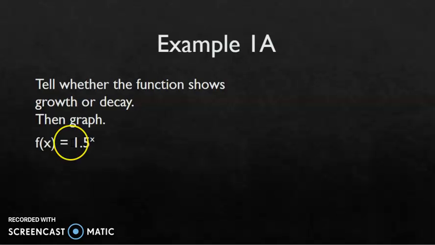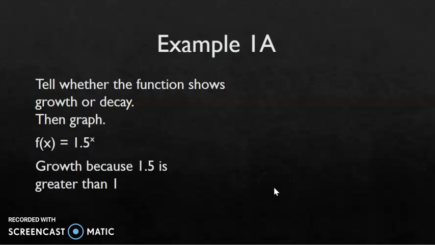A negative sign in front is a reflection. Remember, that's a type of transformation. So you have to just be a little careful about that, really think about what's going on. So anything between 0 and 1 in this position right here would be decay. Anything more than 1 is growth. So this particular function is a growth function because 1.5 is more than 1.